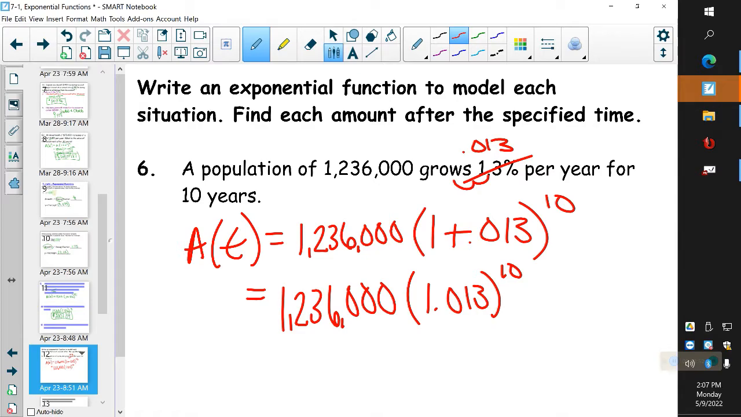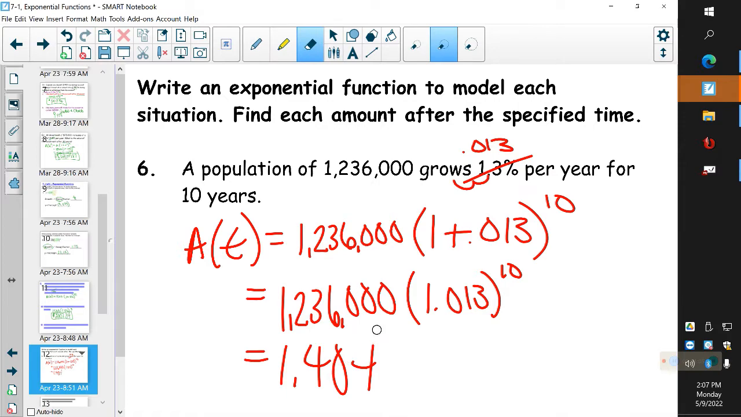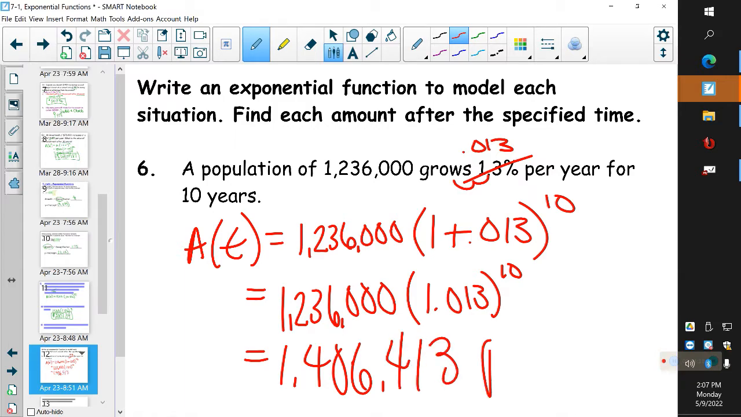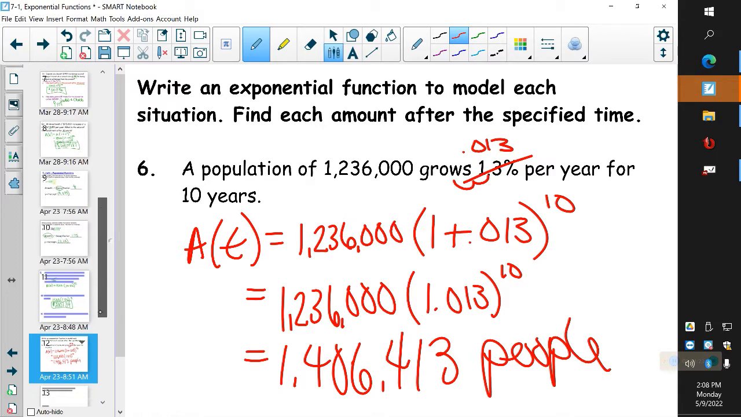Nobody wants to do that for me? 1,406,413. How about 1,406,413 people? Yes? 1,406,413 people.